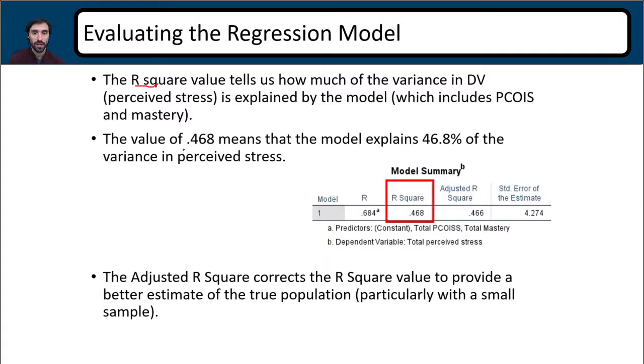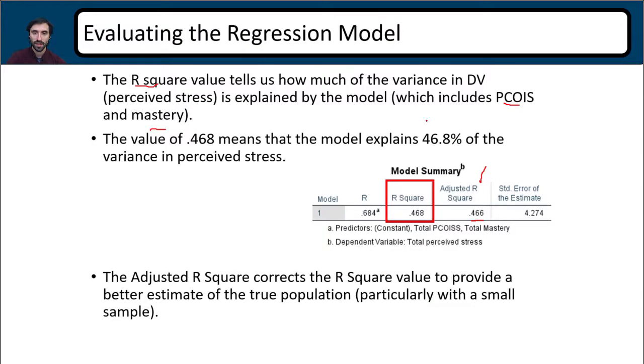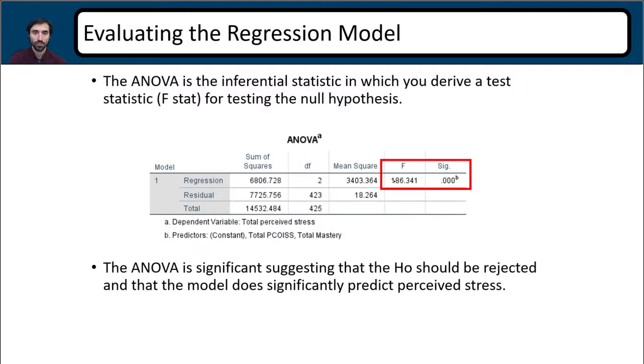So for the value of 0.468, which is just R squared, we can say that 46% of perceived stress can be explained from our model, which is, again, PCOIS and mastery. And this adjusted R squared is just a little bit more conservative. So this is the one that you would probably want to check, but if you put this one, that's fine. So we were at a 0.684, and if we look at this in our effect size sheet, it's almost right there, so it's much larger than usual.